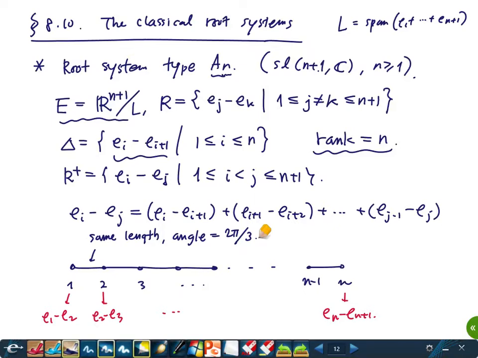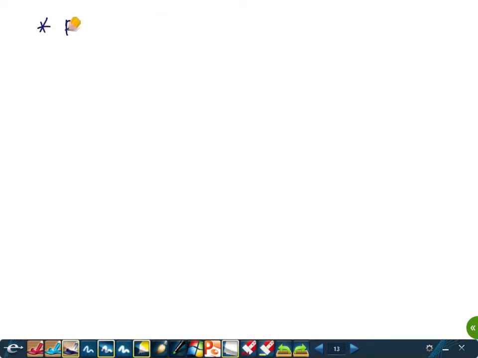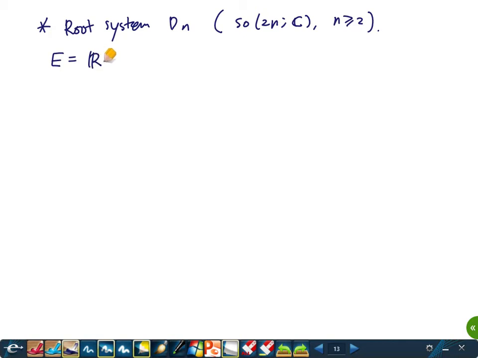And this is root system type A_n. And next, root system D_n. This is a root system of SO(2n, C). And here n must be greater than or equal to 2. Here, E is really R^n, the whole space. R is plus or minus e_j plus or minus e_k, with 1 ≤ j < k ≤ n.